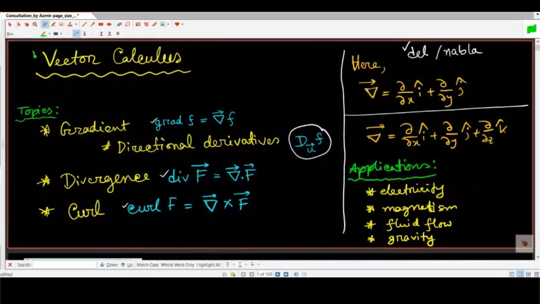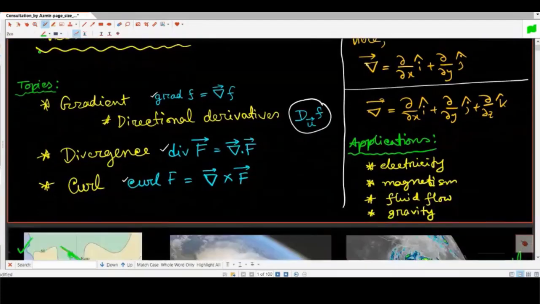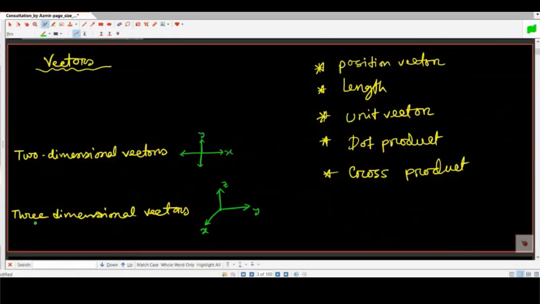Before starting vector calculus, we have to know what a vector is. Vectors can be two-dimensional or three-dimensional. Vectors are quantities that have both magnitude and direction. A vector can be written with a letter, which may be a small letter or a capital letter. But whenever we denote a vector, we use either the bold face, or we put an arrow sign above that letter. This is how vectors can be denoted.